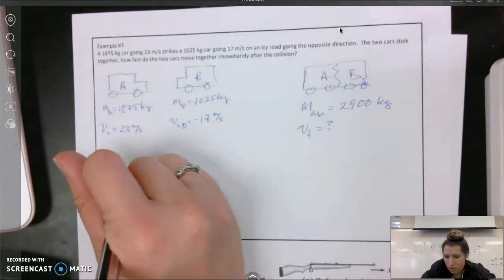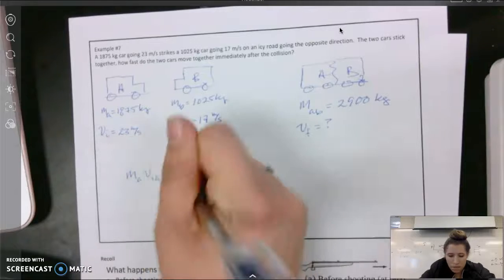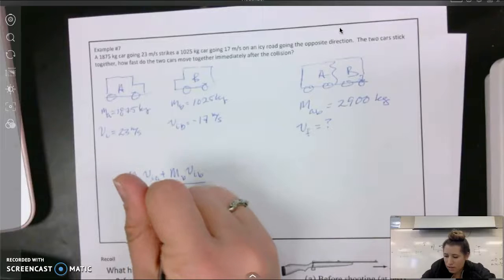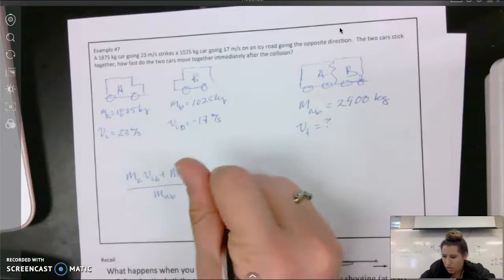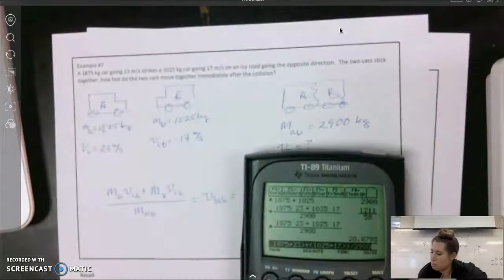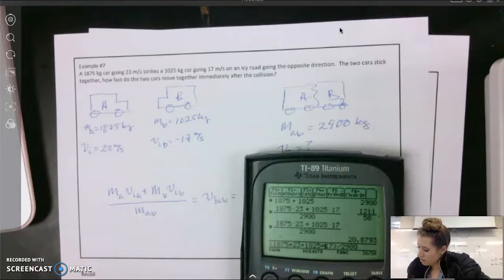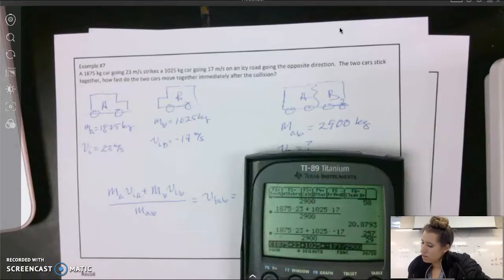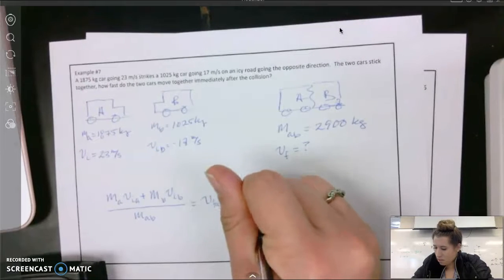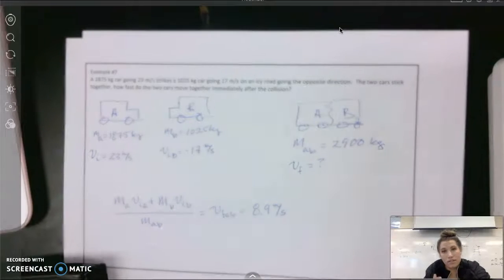So what we ended with before: mass of A, velocity initial of A, plus mass of B, velocity initial of B, divided by mass of them combined, will equal the velocity final of them combined. I even still have it up in my calculator here, except now it's not a positive 17, it's a negative. And so the final velocity is 8.9 meters per second.